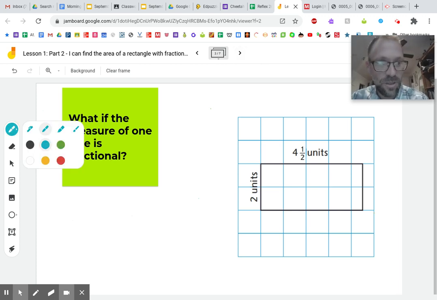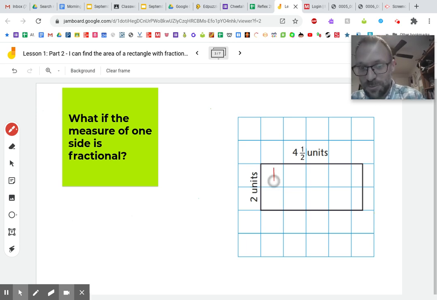All right, so if we just start with the whole square units, okay, we're going to have, let's see, 1, 2, 3, 4, 5, 6, 7, 8. We see we have 8 whole square units.